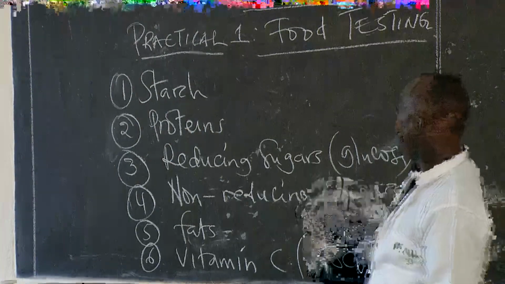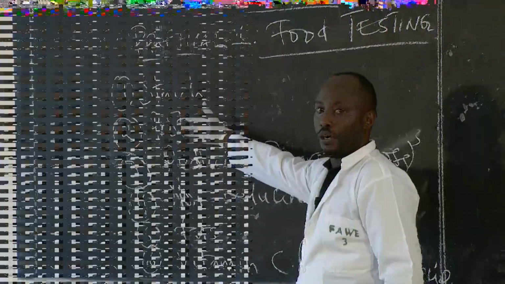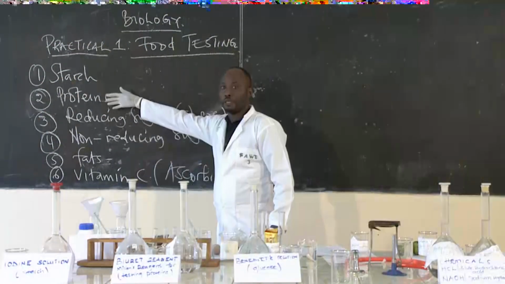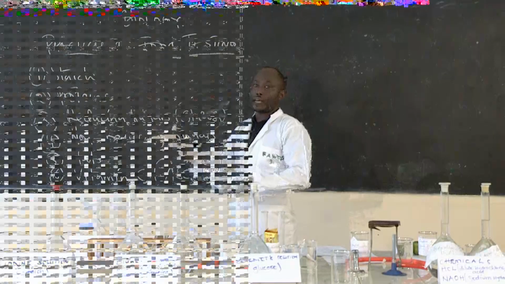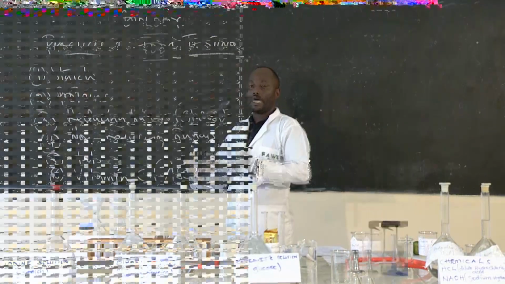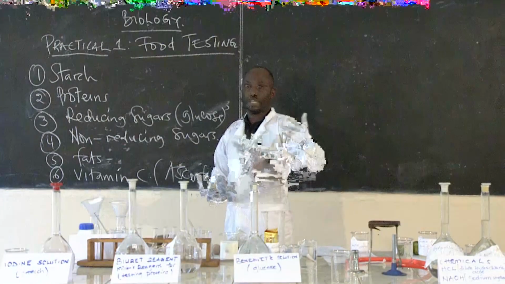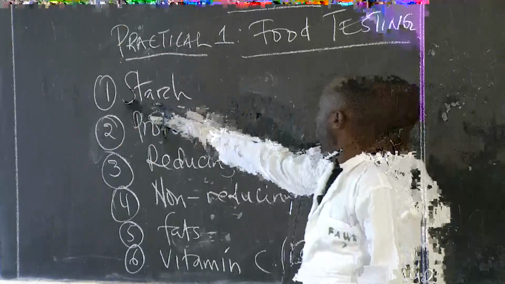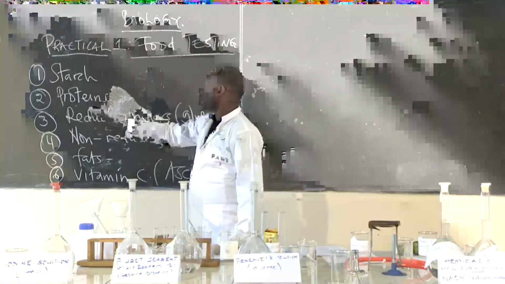We're going to have a number of food tests of a number of food compounds that we're going to be testing today, and we try to make an observation to see what the color changes are, and we make a conclusion, or a deduction, that the food contains a particular kind of nutrient. The foods we are going to be testing today: we are going to be testing starch, proteins, reducing sugars.